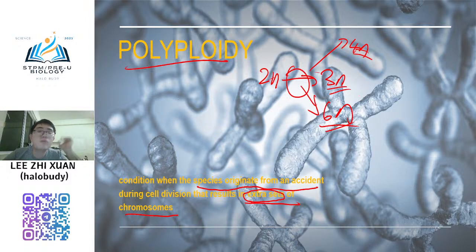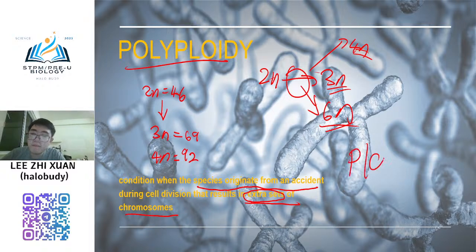Like human, I give example, human 2n is 46, right? Maybe after polyploidy, dia akan bagi 3n. So 3n berapa? You see that 3n will become 69. Or even become 4n. So 4n become berapa? 4n become 92. So this one normally only occurs in plants only. Hanya boleh berlaku dalam plant. Animal memang tak akan berlaku.